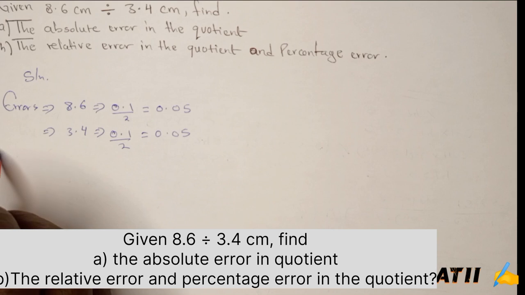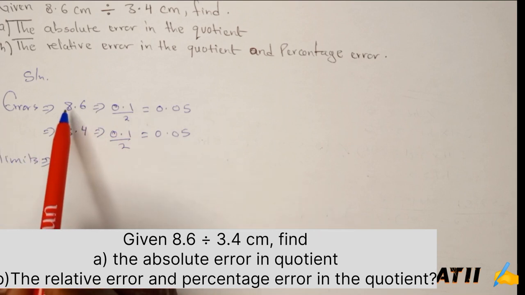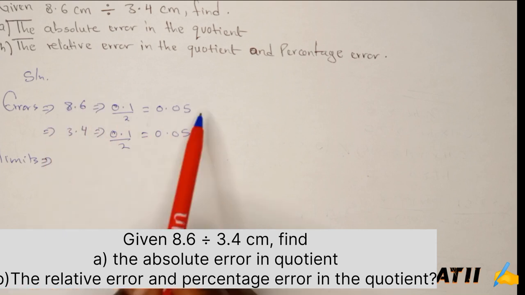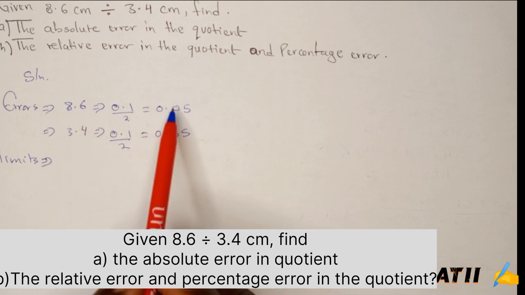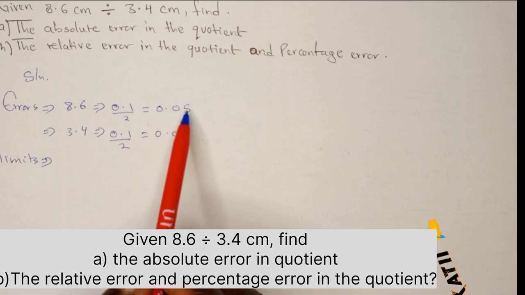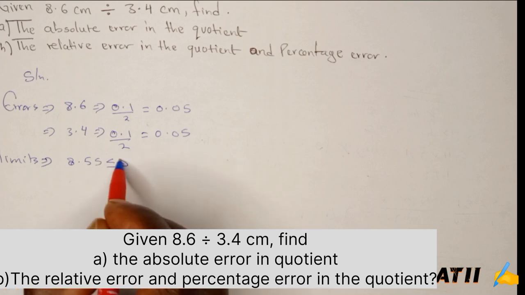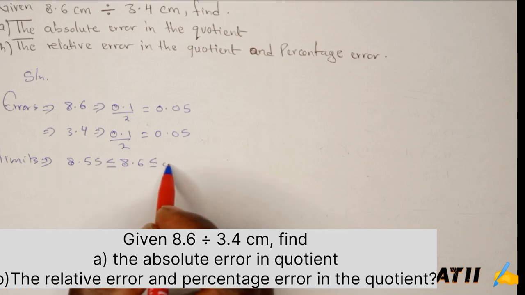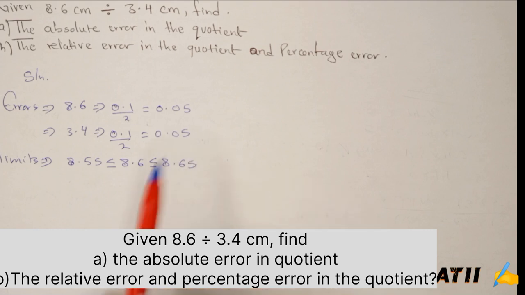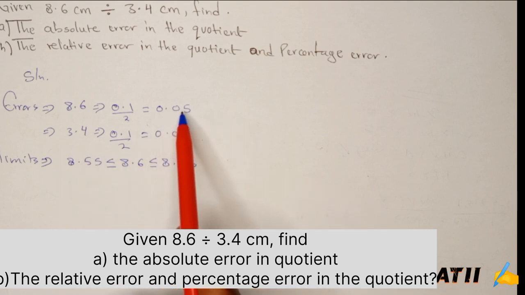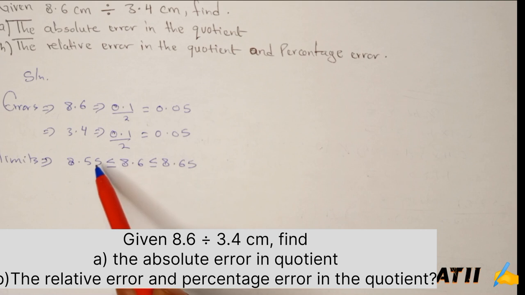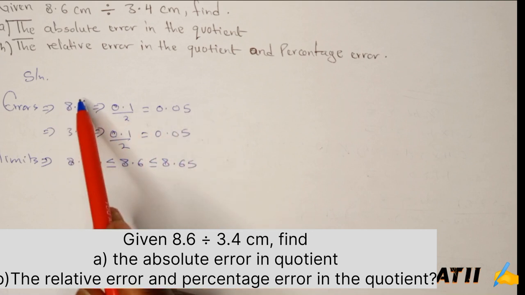Then we get the limits of these measurements. If you take 8.6, we get the lower limit by subtracting this error and the upper limit by adding this error. So we're going to have 8.55, 8.6, 8.65. For the lower limit, you subtract this error, you get 8.55. Then for the upper limit, we add this error to that measurement.